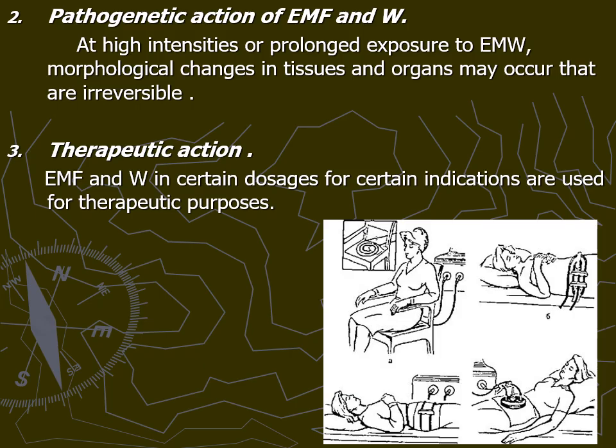In other words, there is such a thing as electromagnetic sickness, when there is a violation of the central nervous system, reproductive system, cardiovascular system, but this is provided that it is a sufficiently high intensity of prolonged exposure. And besides, we can also use the electromagnetic field, electromagnetic waves for therapy, that is, in certain dosages, with certain indications. We can use these factors for treatment. But again, in each case there are contraindications, so they also need to be taken into account.